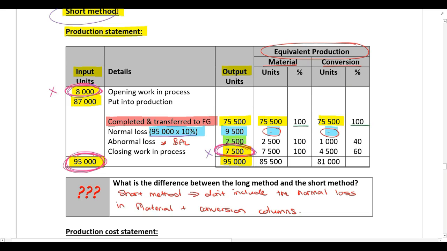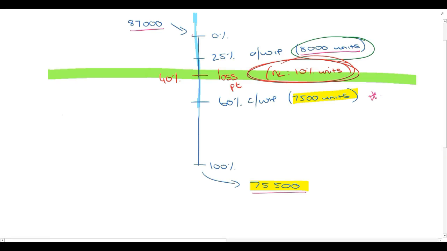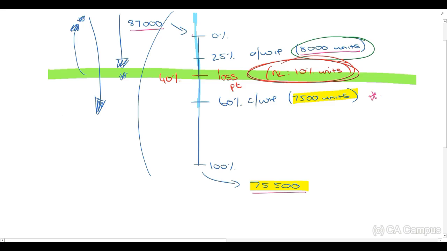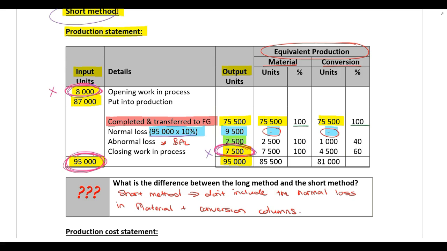However, we do need to do the calculation for the abnormal loss. So for the abnormal loss, remember, where do losses happen? 40% into production. However, all material is added before the loss point because all material is added at the beginning of the process. So 100% of my material goes through the loss point. However, conversion happens equally throughout the process. So by the time I get to the loss point, I've only done 40% of the conversion work. So I lose 40%, not 100%. The other 60% happens after the loss point. So in my calculation over there, you can see for material, it is 100%, and for conversion, it's 40%.